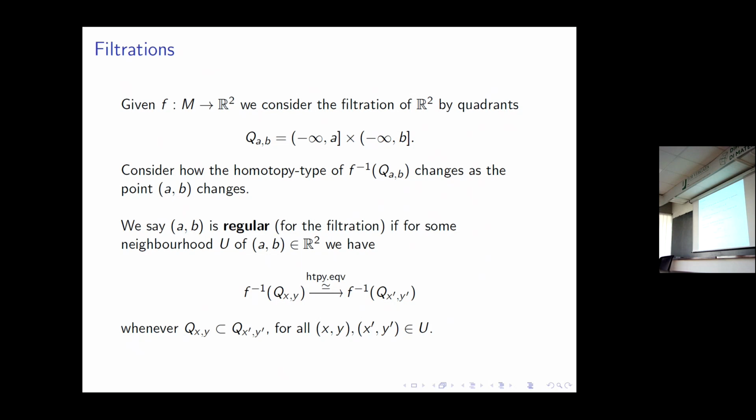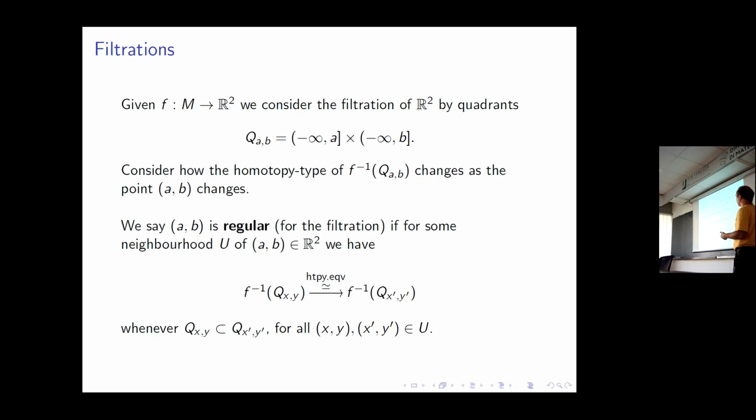There's the point AB, and you take everything to the left and down, and then we look at it so that you get a bifiltration of the manifold by taking preimages of these quadrants, and we want to see how the homotopy type... We want to know the homotopy type of that bifiltration. And when you have a two-Morse function, you can basically just read it off.